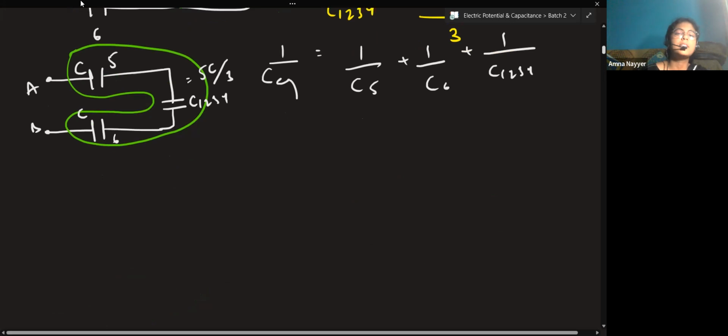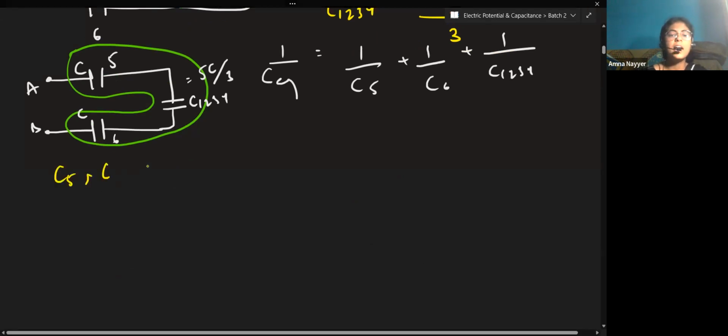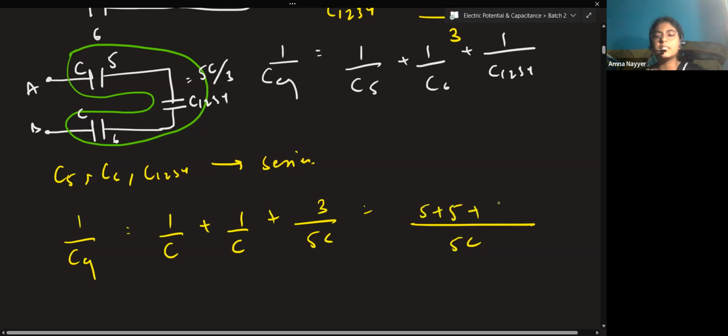This will be your resultant, because C5, C6, C1, 2, 3, 4, all these are now connected in series. So 1 by C equivalent will be what? This is 1 by C plus 1 by C plus 3 by 5C. So take the LCM as 5C. This will be 5 plus 5 plus 3. This becomes 10 plus 3, that is 13 by 5C.